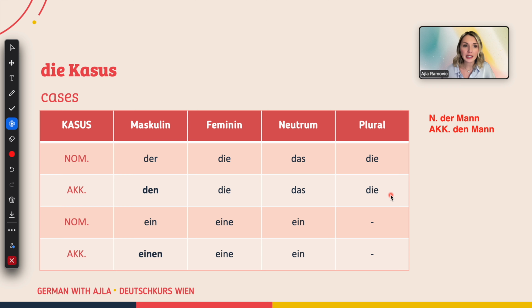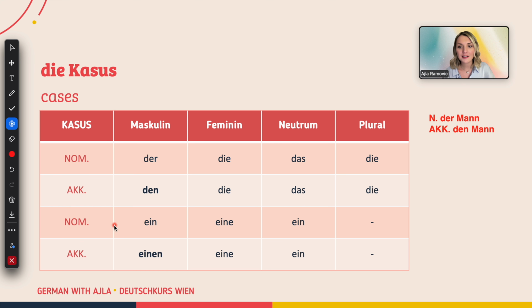So this is really easy. Just remember that the change is only happening to the masculine nouns. If it's the definite article, from der, it will change to den. It is the same when using an indefinite article.